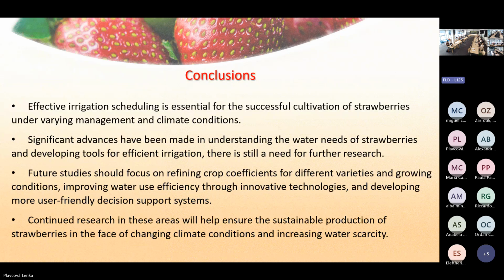For some conclusions of the review paper, I will put that effective irrigation scheduling is essential, and it has to be understood under varying management and climate conditions. Significant advances are needed because we need to understand tools for efficient irrigation, and also we need to improve some work, and there is a lot to be done on the environmental impact and optimizing environmental impact together with irrigation and fertilization. And we have to develop a really easy, user-friendly decision support system to help farmers and to help all of us to save water in this changing climate condition and increasing water scarcity.